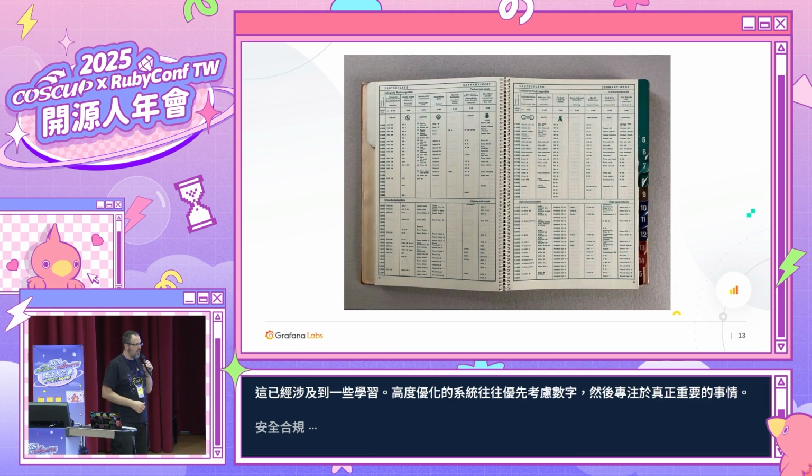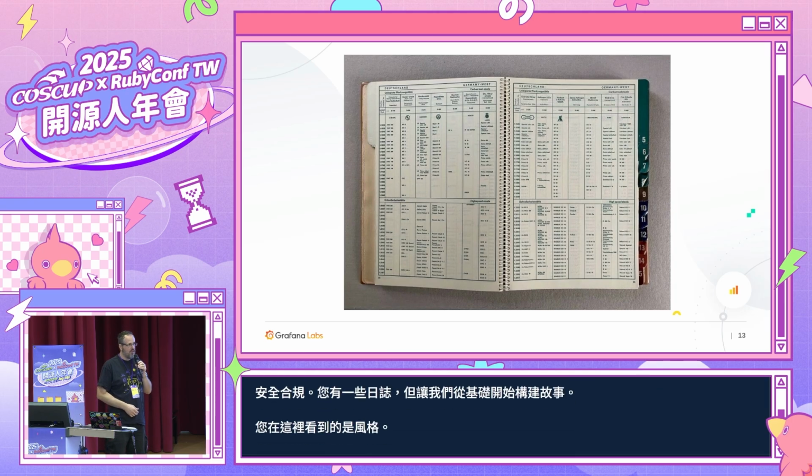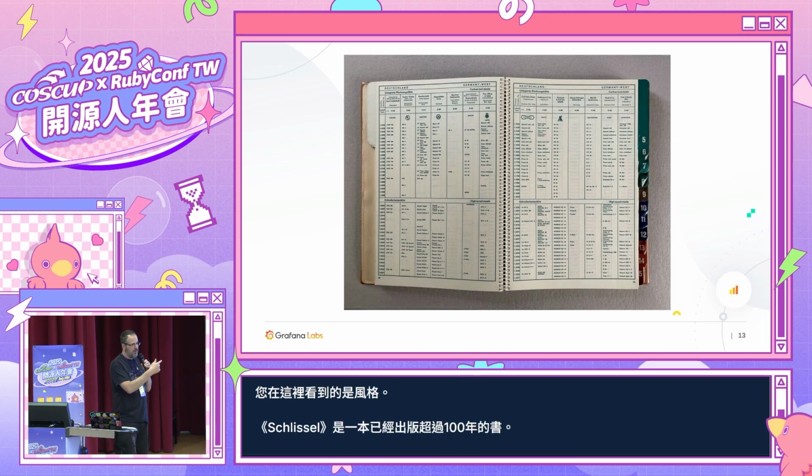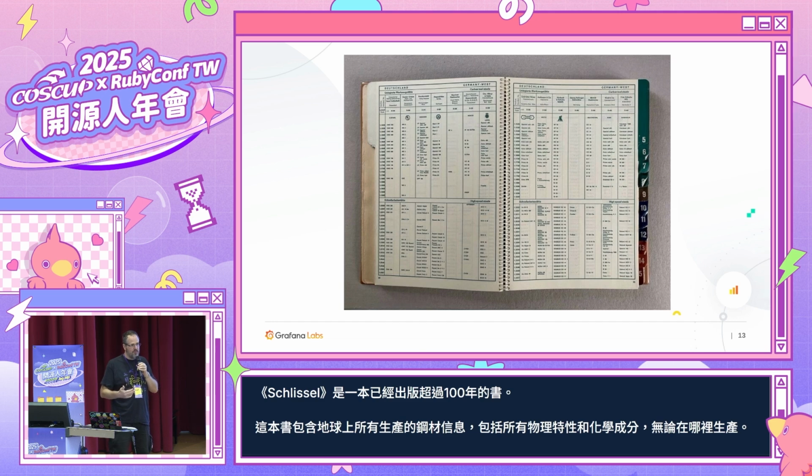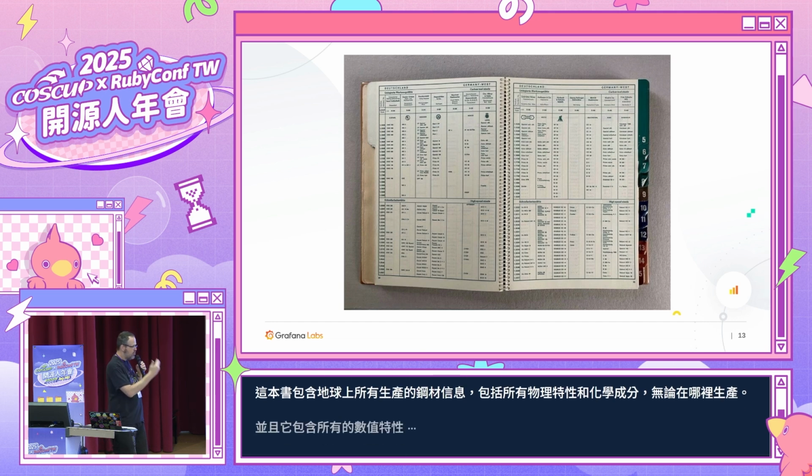What you see here is the Stahlschlüssel. It is a book which has been in publication for over 100 years. Any steel which is being produced on Earth, you find in this book. Everything, no matter where on Earth it is being produced. All the physical properties, chemical composition, everything you can find just in this book, for everything. And it is just numbers. All of the properties of all the different steels which we as humans have had over 100 years is just numbers.